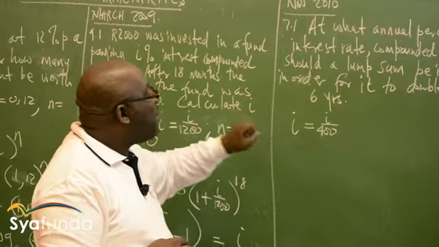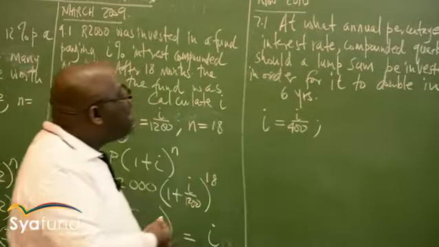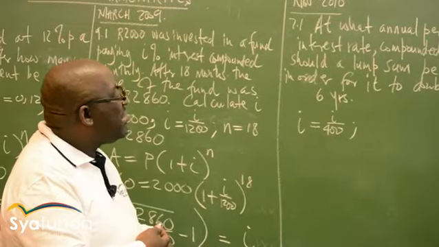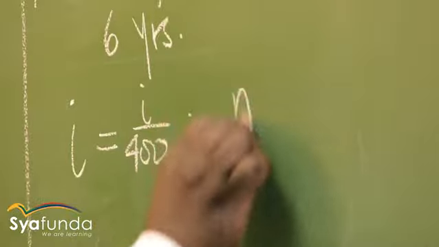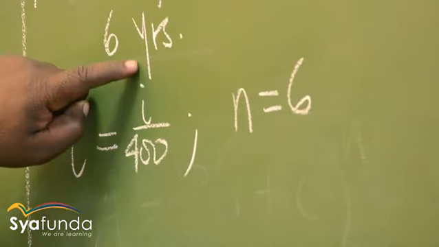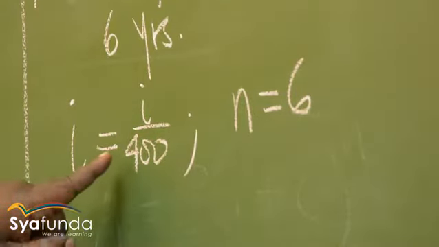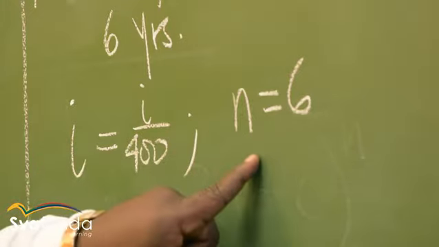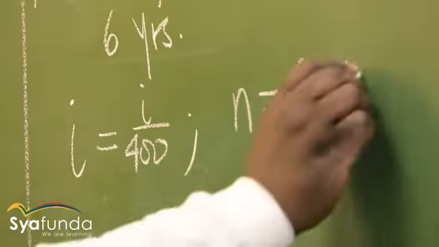Should a lump sum, do I know how much is that lump sum? Should a lump sum be invested in order for it to double in 6 years? There's something that I know. I know my N, it is 6. But this is in years, this is quarterly. So it means that if I divide my I by 4, I've got to multiply my N by 4 as well. So I've got to multiply this by 4 to get the actual N.